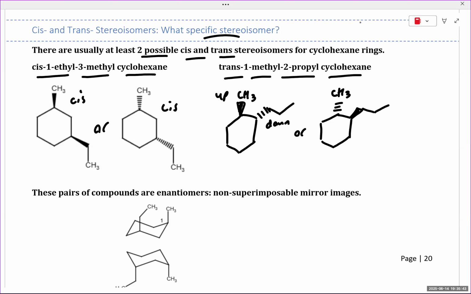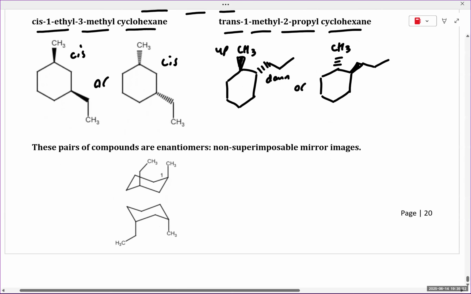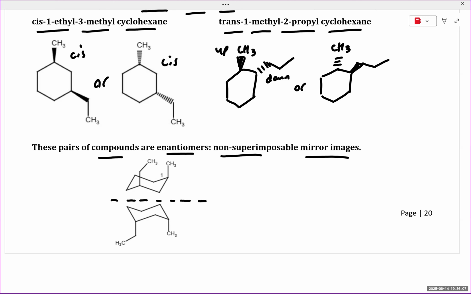And to resolve this ambiguity, we're going to use a more precise naming method that we'll talk about in future chapters. As a preview for the next chapter lecture series, these two possible structures that we've drawn for each cis and trans stereoisomer are a pair of compounds known as enantiomers, which are non-superimposable mirror images. We will talk a lot more about enantiomers in the next chapter lecture series.